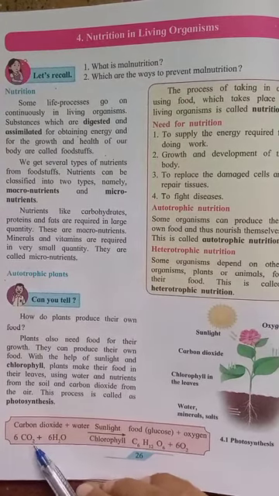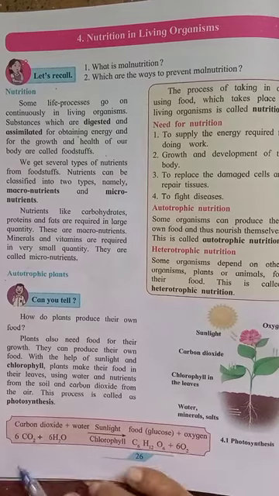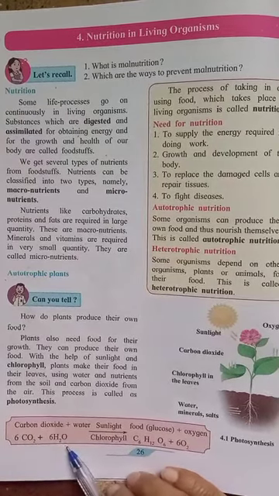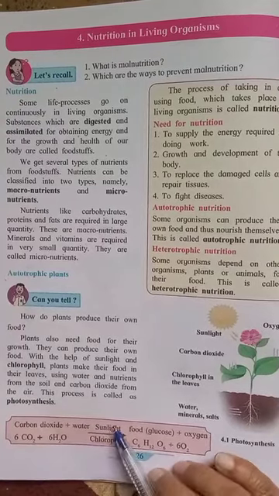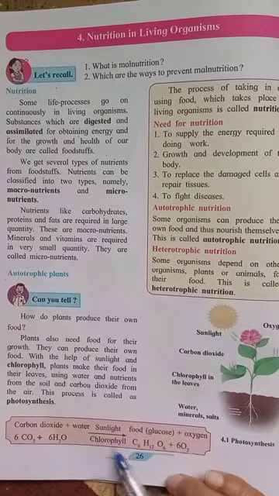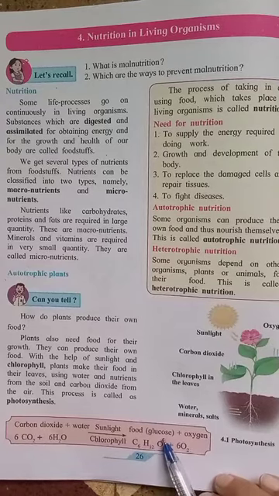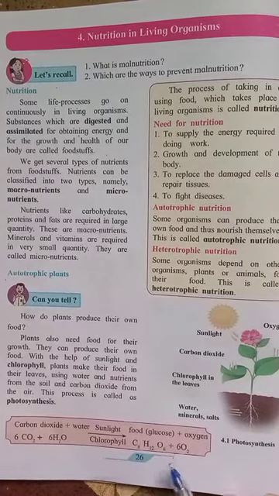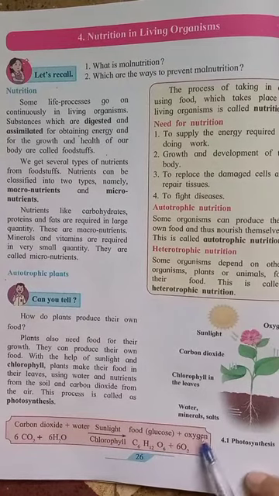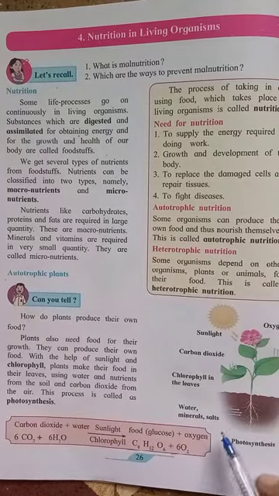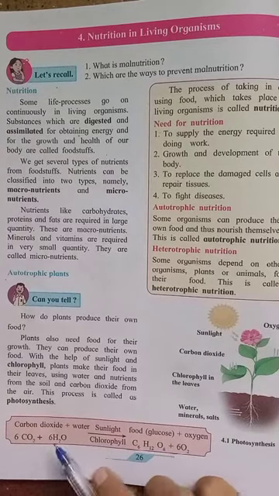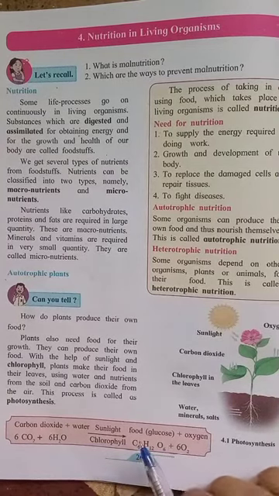The complete chemical reaction they have given is the balanced reaction: 6CO2, that is carbon dioxide, plus 6H2O, that is water molecules. In the presence of sunlight and chlorophyll, it gives the food called glucose, whose chemical molecular formula is C6H12O6, plus 6O2, that is oxygen, which is released into the atmosphere. This is the chemical reaction of the photosynthesis process.